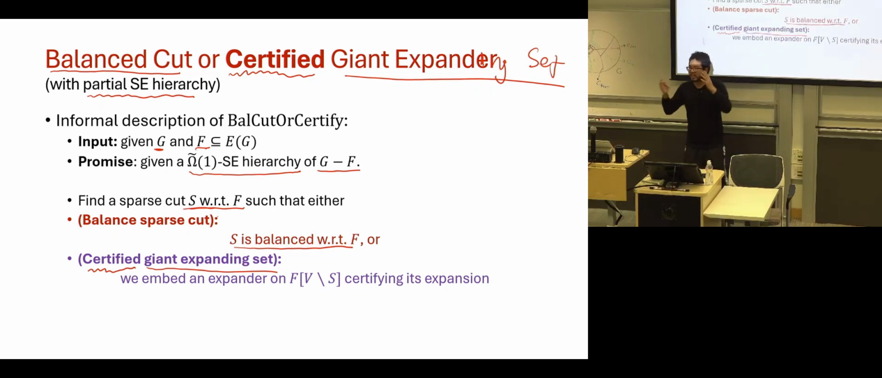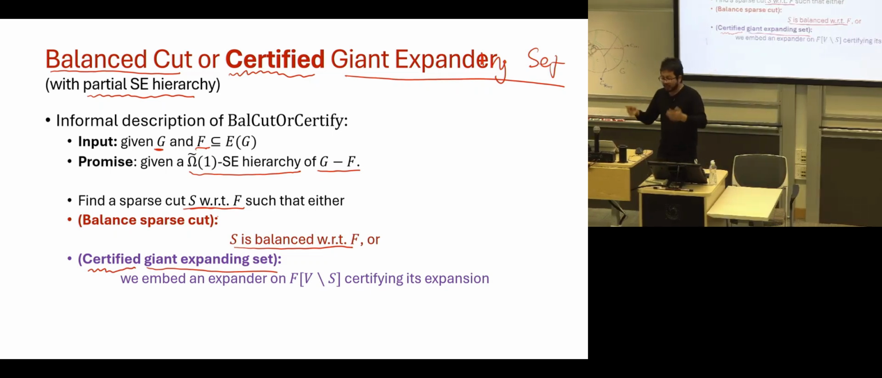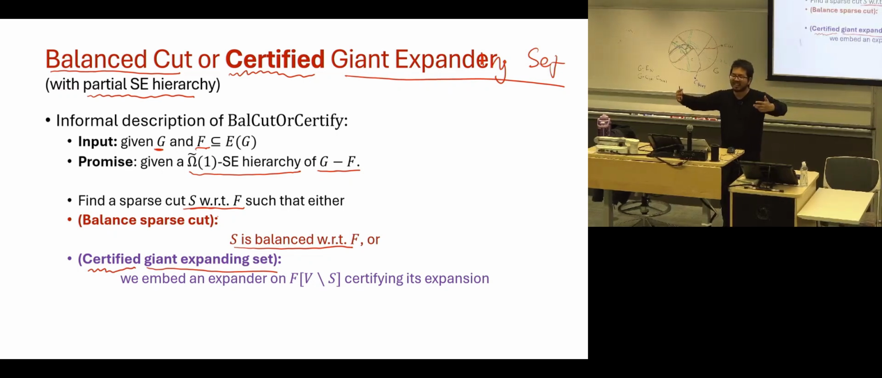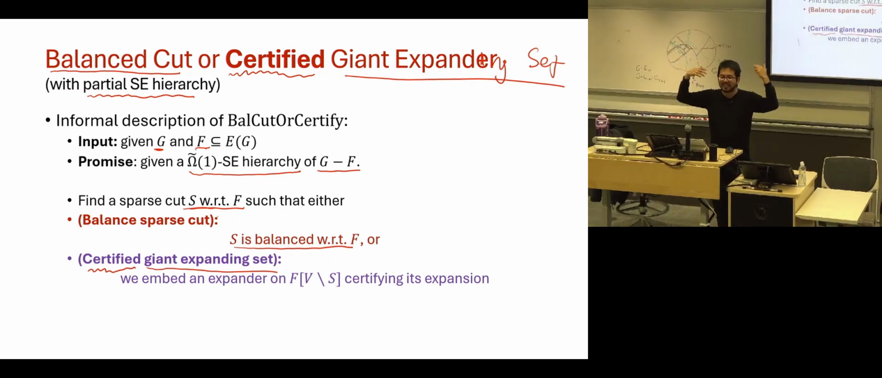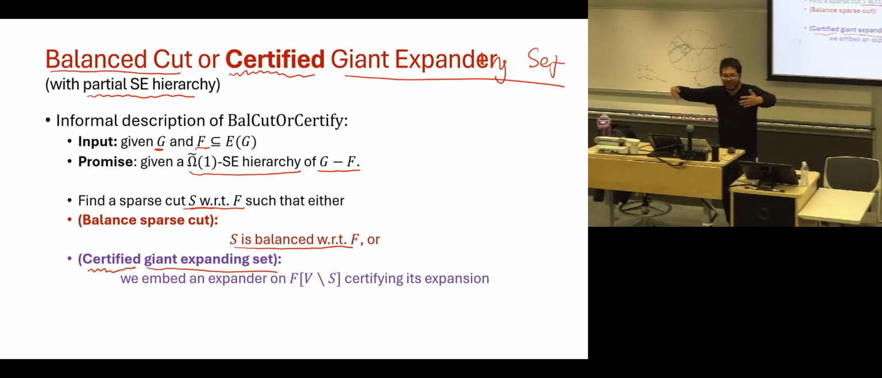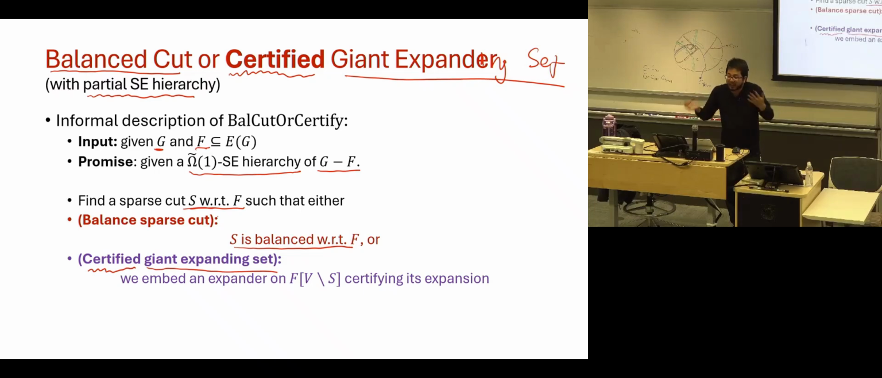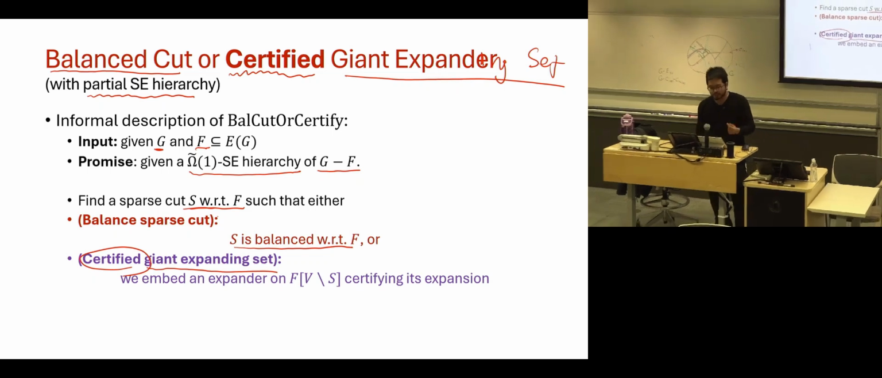Just like in the cut matching game, when you certify that some set is expanding, you actually don't just report that it's expanding. You actually embed some expander from the cut matching game into the graph. That's a certificate. Okay. So I wanted a certified version of this.